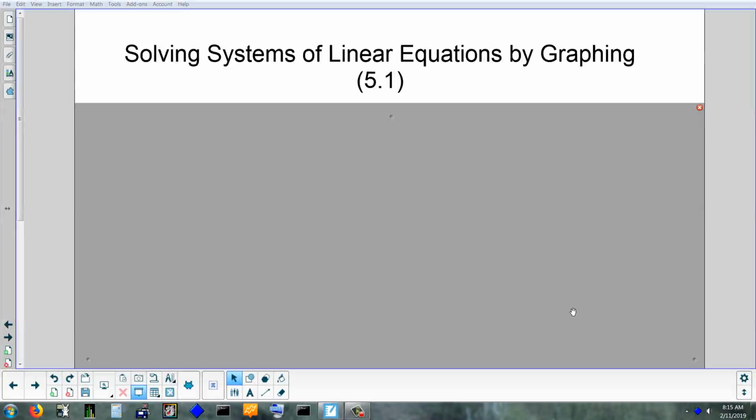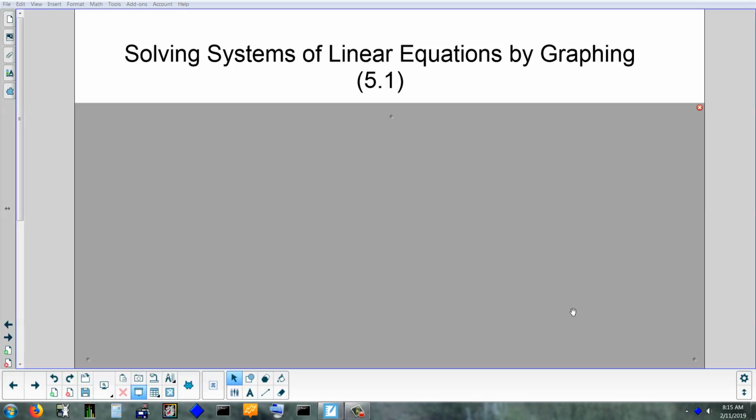We're going to talk about what a system is, and then we're going to show you different ways to solve systems. There's graphing, which we're going to look at today. There's another method called substitution, and we're going to spend a couple days on that this week. And then there's another way called elimination. That's going to be the next academic week.